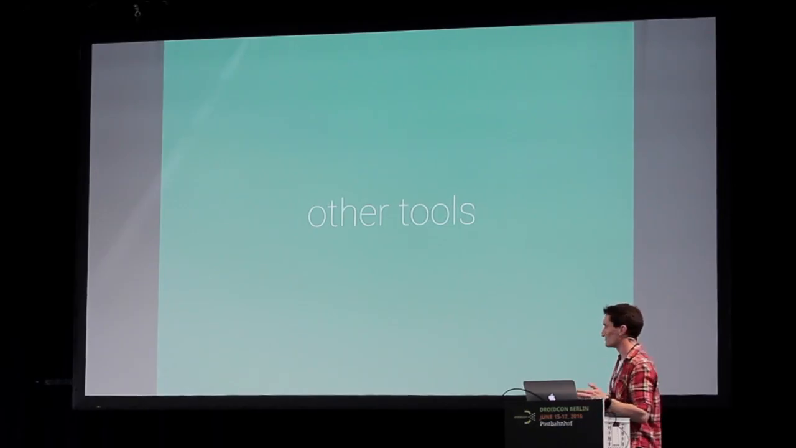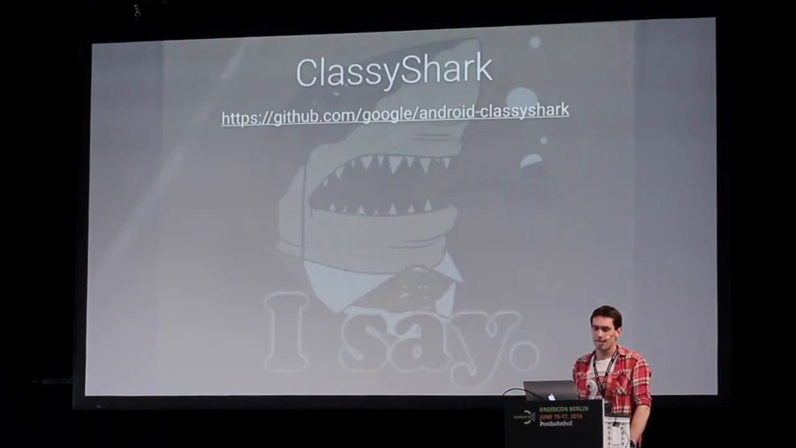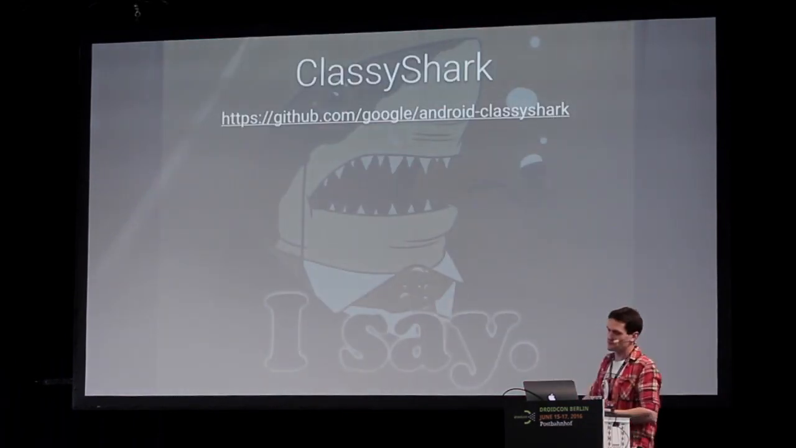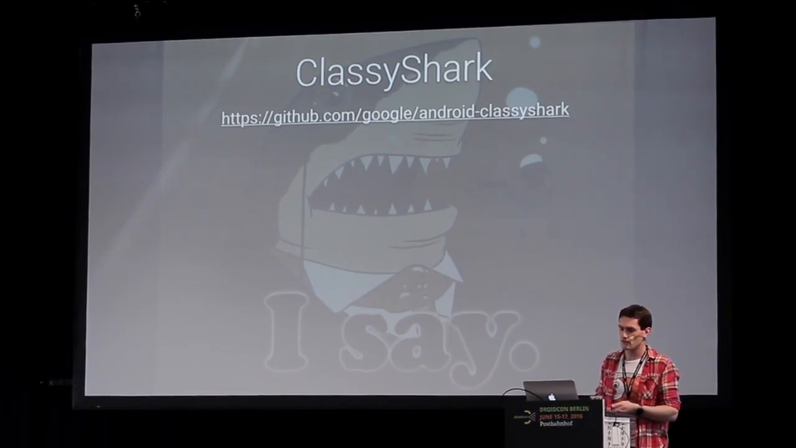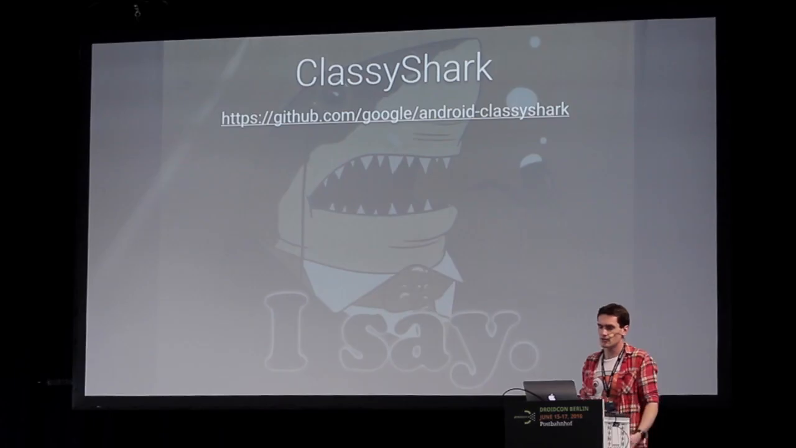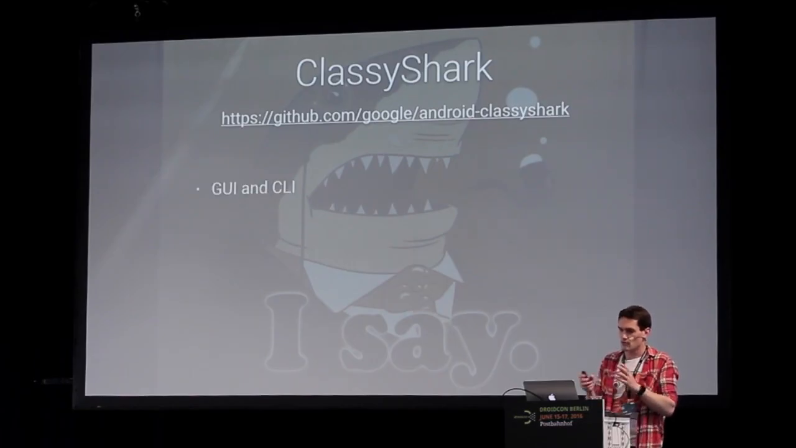Talk a little bit about some other tools, because there's a whole bunch of tools here, but I don't want to go too much in depth in all of them. Classy Shark, obviously, this is a relatively recent-ish addition. Well, it's the Google-supported one now. It's a real official thing for having a look at your APK. And it does a bunch of stuff for you. It's got a basic GUI there.